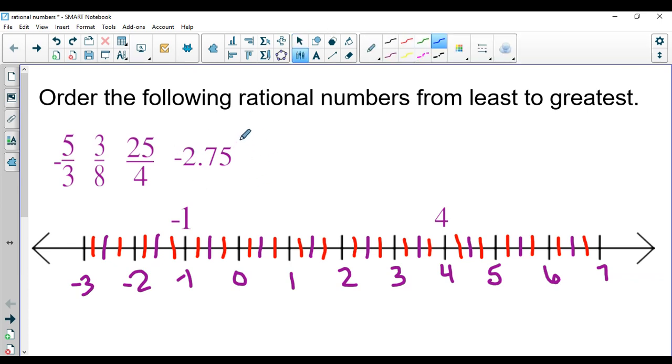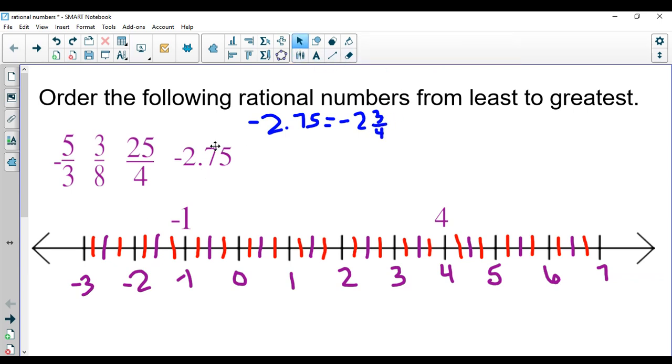-2.75, when I look at that number, if I were to write that as a fraction, it would be the same as -2 3/4. So on my number line, I'm going to go back to -1, -2, and then 3/4 means I'm going to count 3 of these lines. So 1, 2, 3. -2.75. I'm going to make it a little bit smaller. It goes right on this red line right here.